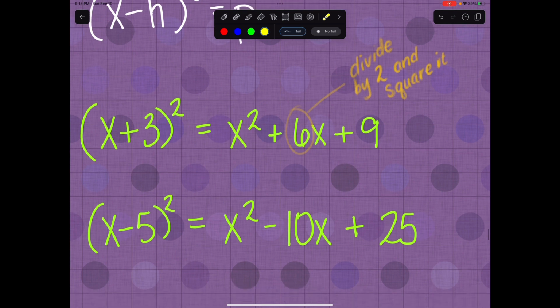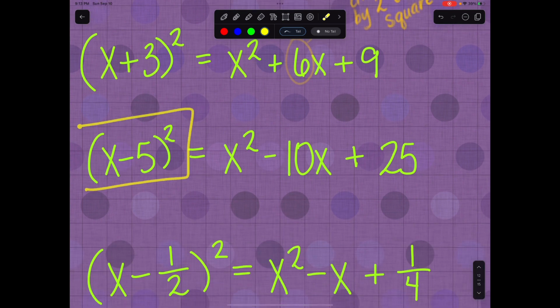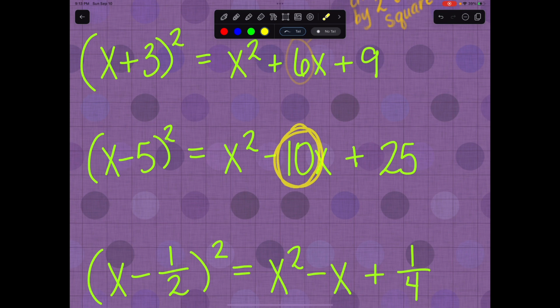Let's see if that pattern holds true. What if you start out with this? You start out with x squared, the coefficient on that is 1. That second coefficient is this, but doubled. Do we double -5 and get -10? Yes. Now, what if you take half of this, that would be -5, and square it, you get 25. Okay, so that pattern held true.